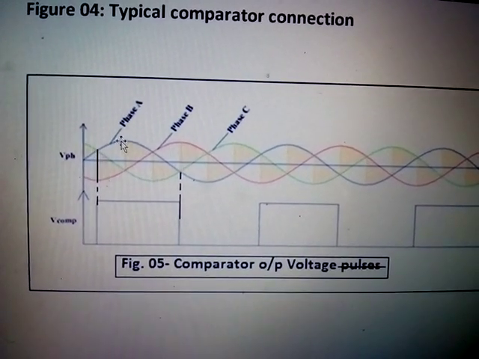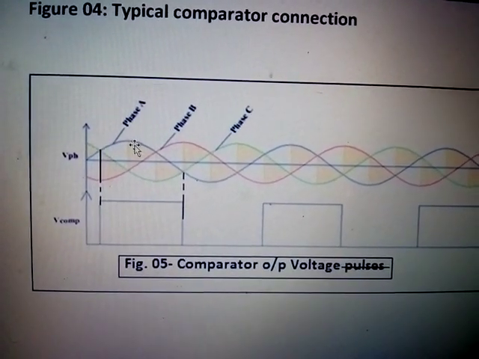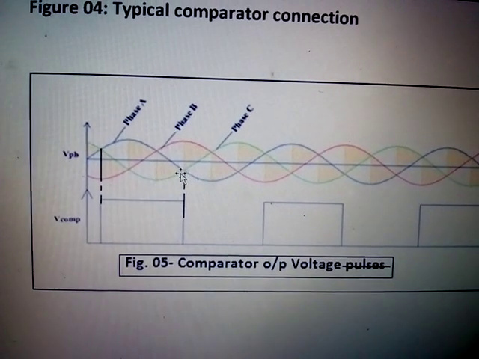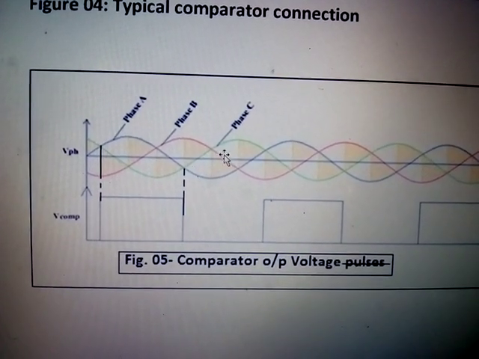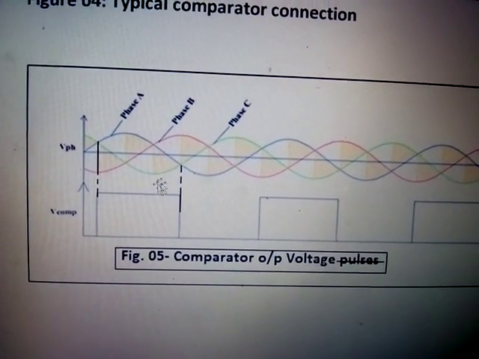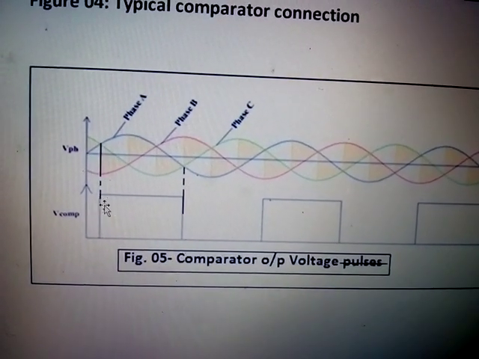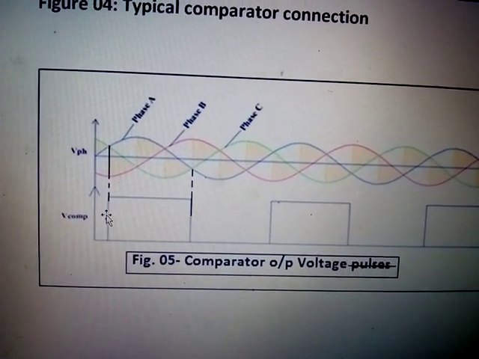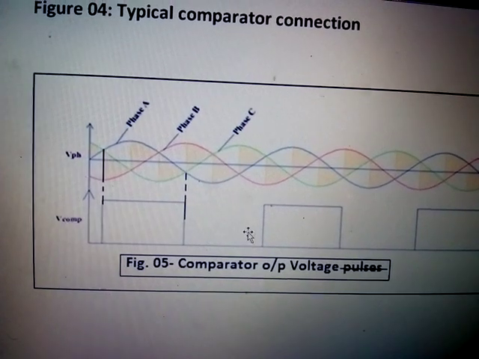From here A becomes high and A remains high till here. After that C becomes high. So comparator output would be high during this duration. It will be low during this duration.